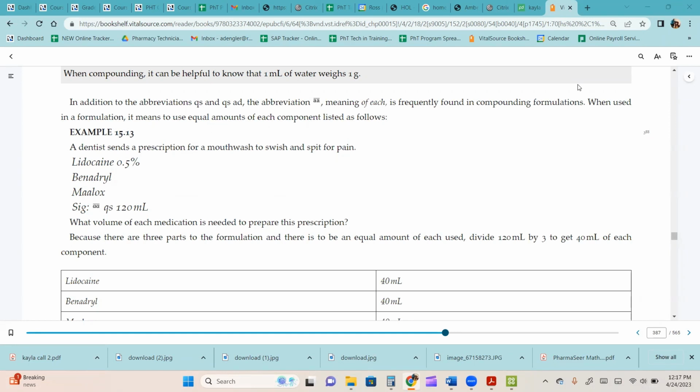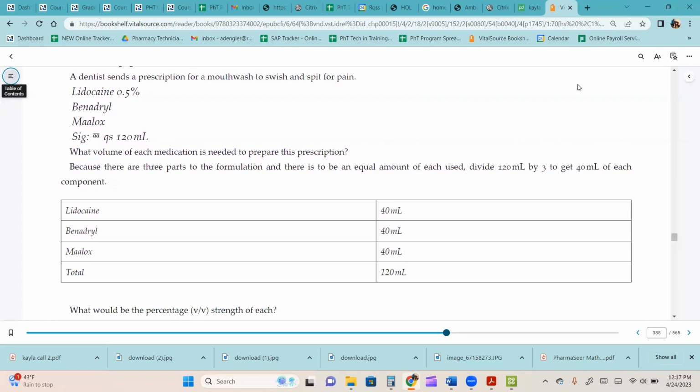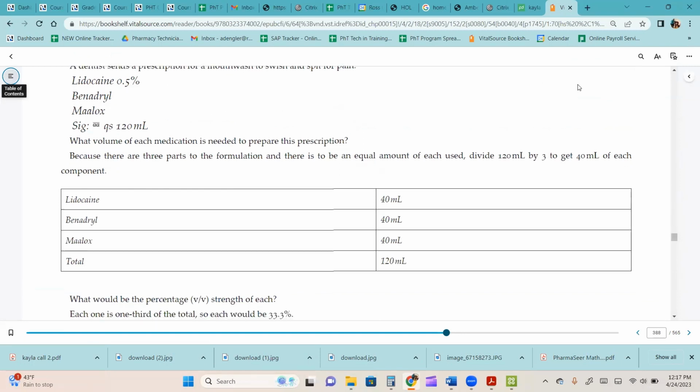Example 15.13, a dentist sends a prescription for a mouthwash to swish and spit for pain. It has lidocaine, 0.5%, Benadryl, and Maalox. And the SIG is AA applied to the affected area, QS 120 ml. What volume of each medication is needed to prepare this medication? Because there are 3 parts of the formulation and there is to be an equal amount of each used, divide 120 ml by 3 to get 40 ml of each component.